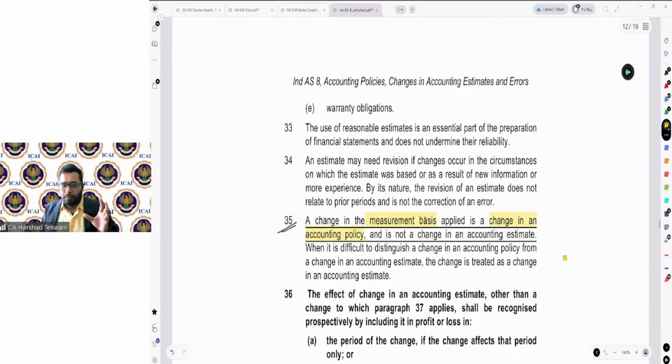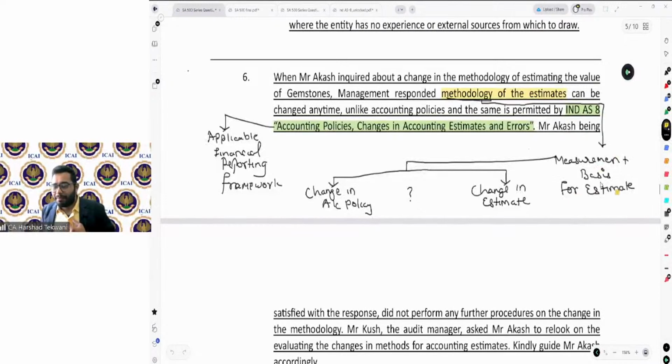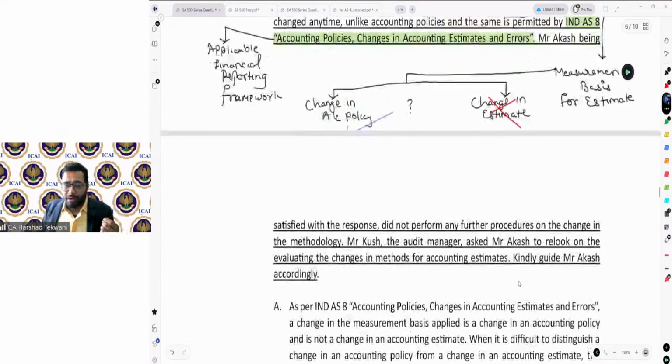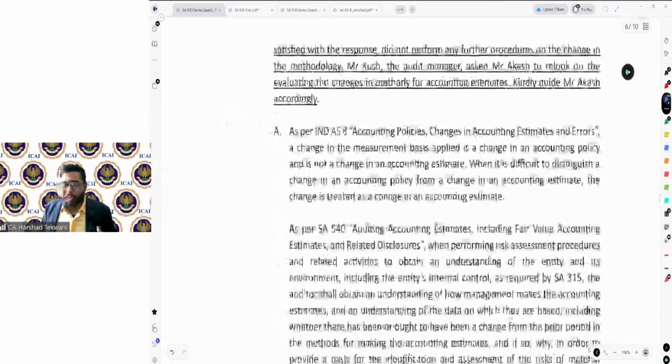Okay. So in the current scenario, I'm saying that it was a change in measurement basis for estimate. So it's not a change in accounting estimate, but a change in accounting policy. If this is a change in accounting policy, then I need to perform procedures accordingly. I need to check for procedures. And here Mr. Kush did not perform any further procedures. So what could be the answer?